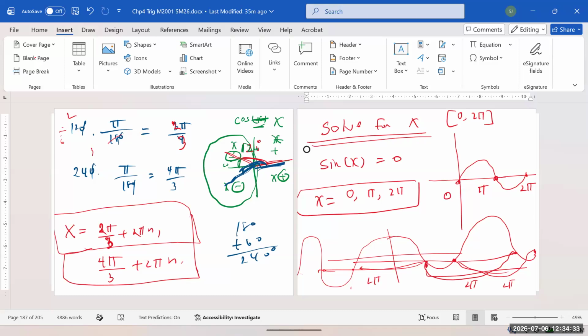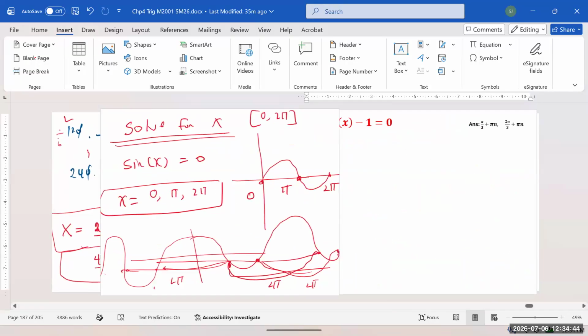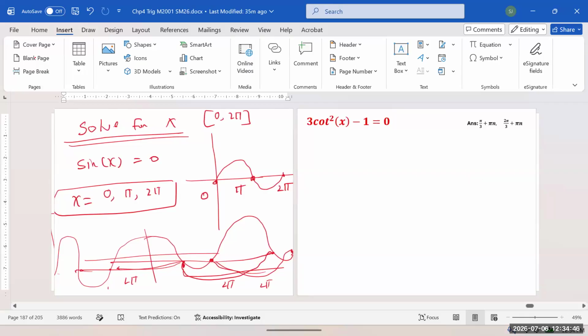So the domain is important. Domain gives you limited solutions. Without domain, you have infinite solutions. So add 2 pi n for every result you have. Okay, one more question, and then you're going to do an example by yourself.